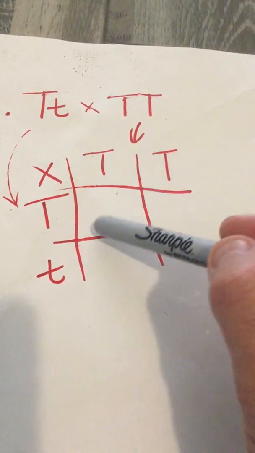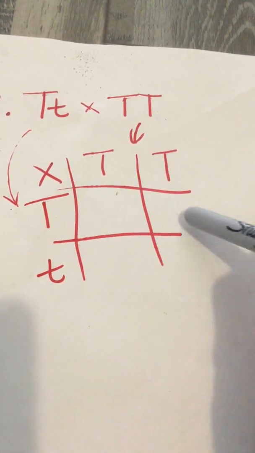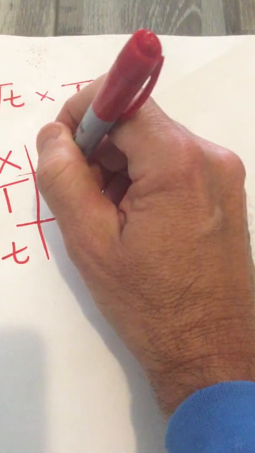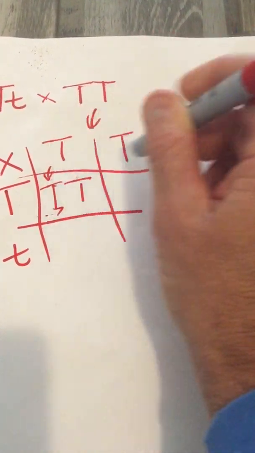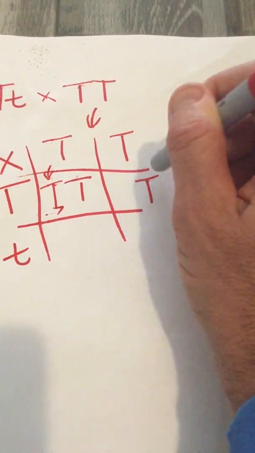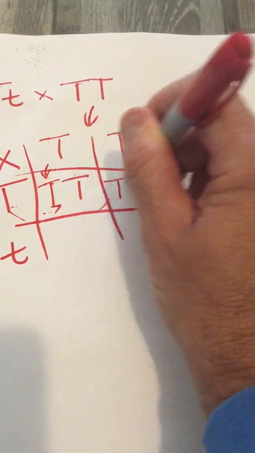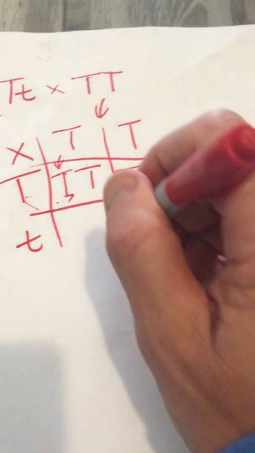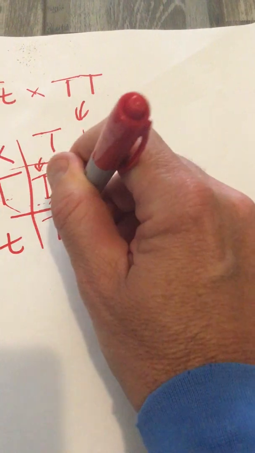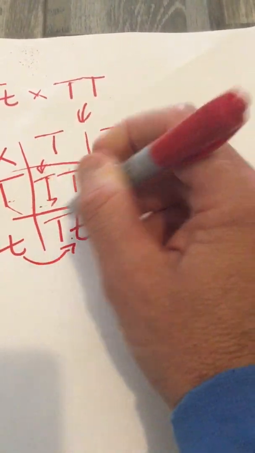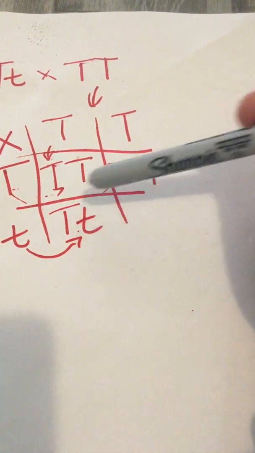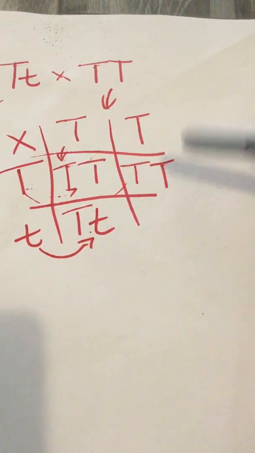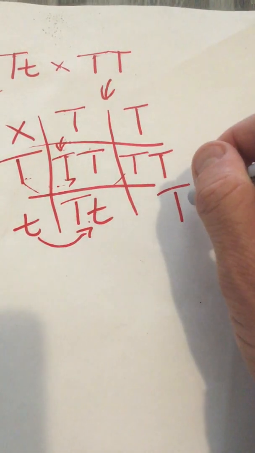Now it's a matter of matching up the columns and putting one from each column. So in this box, we have a big T from the top, and we have a big T from the side. In here we have a big T from the top and a big T from the side. Down here we have a big T from the top and a little t from the side. Okay, our little t comes over here. And our big T from the top will be here. And then down here we're going to get a big T from the top and a little t from the side.